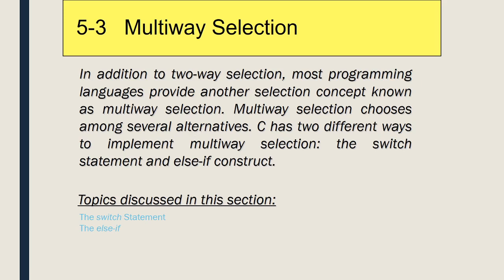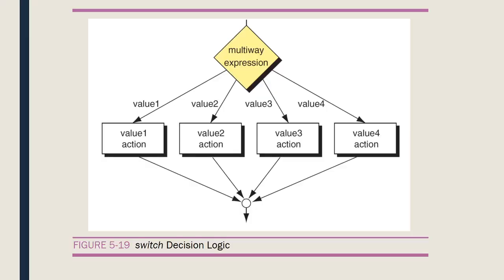So this video shows the multi-way selection structure. In addition to two-way selection structure, most programming languages provide another selection concept known as multi-way selection. This chooses among several alternatives, and C has two different ways to implement that: the switch statement and the if-else construct. So now we have here the switch decision logic.